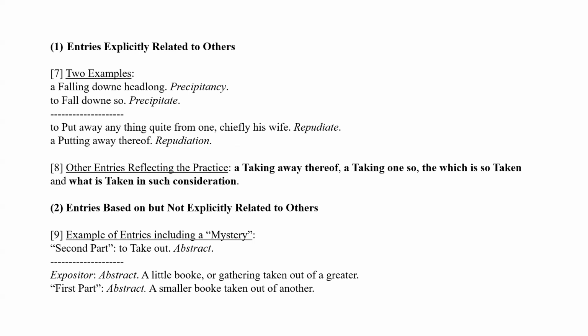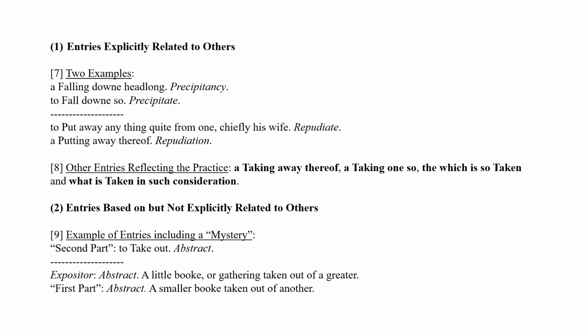1. Entries explicitly related to others. One case of Cockeram's unique use of infinitive and inflected forms of verbs can be seen, for instance, in the 2 sets of entries from the second part, which are indicated by reference number 7 in the slide. In each of these 2 sets of entries, Cockeram's wording of the second entry links to the first one.